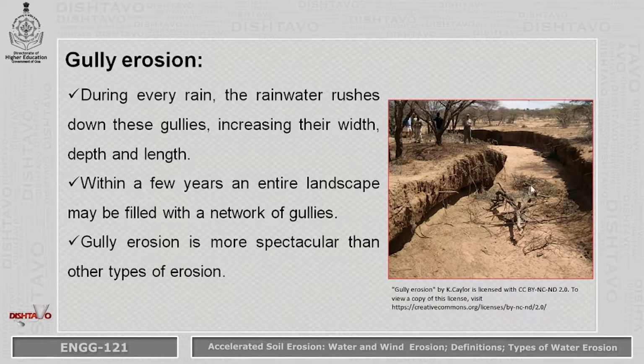Likewise, as shown in these photographs, gullies are formed. These gullies we can't recover by normal tillage practices because of the size and depth of the gullies.